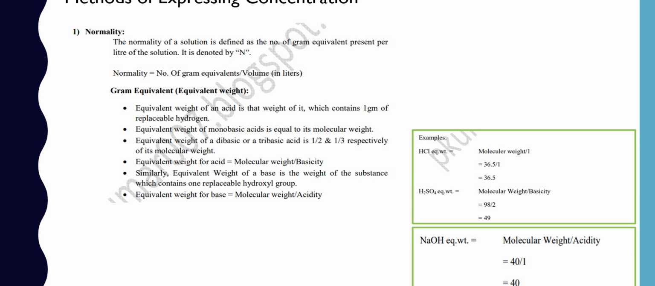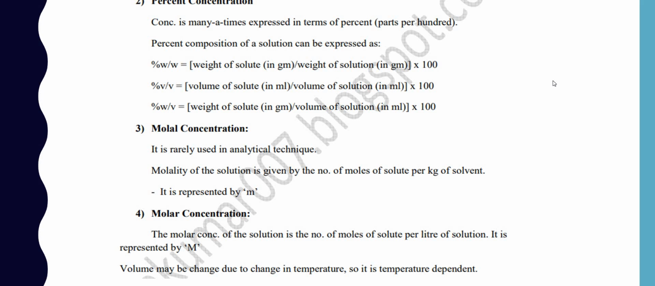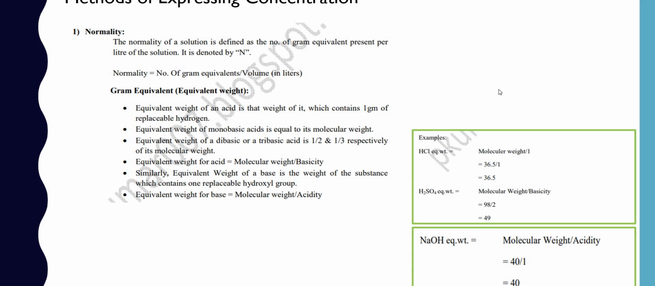Methods of expressing concentration. There are different methods to express concentration. Here we have normality, that we had studied, then percent concentration, molality, and molar concentration. For normality, what is the definition? The normality of a solution is defined as the number of gram equivalents present per liter of the solution. Number of gram equivalents present in a liter of solution is normality.